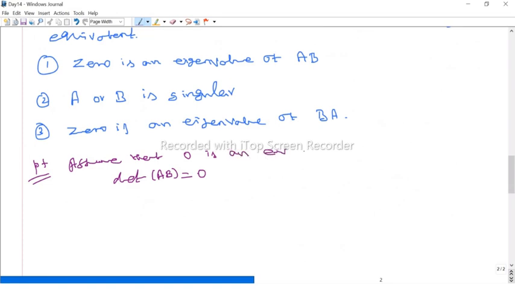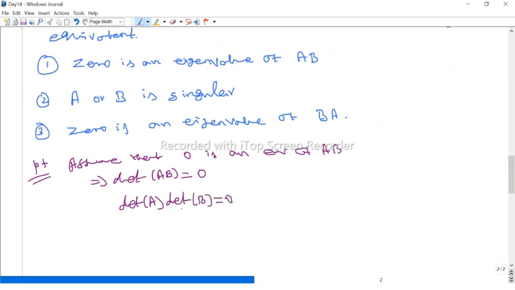0 is an eigenvalue of AB implies that the determinant of AB should be 0, because the determinant of AB is nothing but the product of the eigenvalues of AB. We know one of the eigenvalues is 0, therefore the product is 0. And we know the property that the determinant of AB is nothing but determinant of A into determinant of B. This is equal to 0.